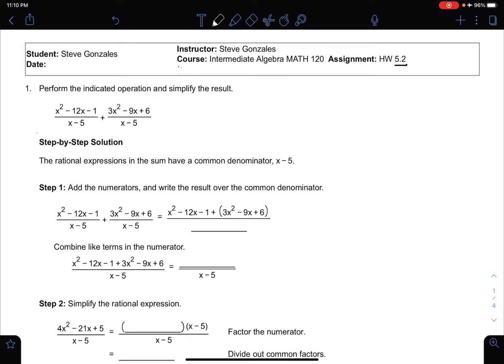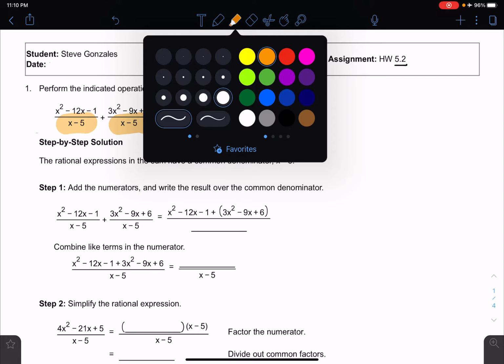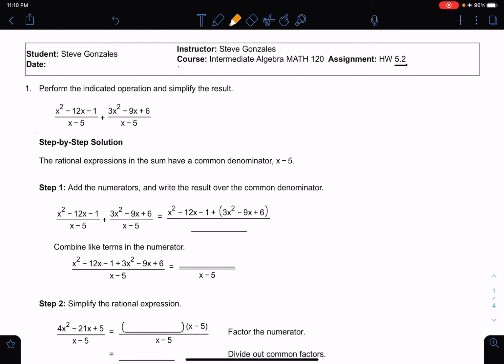First of all, you want to note that the denominators are the same. The denominators are the same. And because the denominators are the same, we're allowed to add these two fractions. So let's see, I guess I better do this step by step.